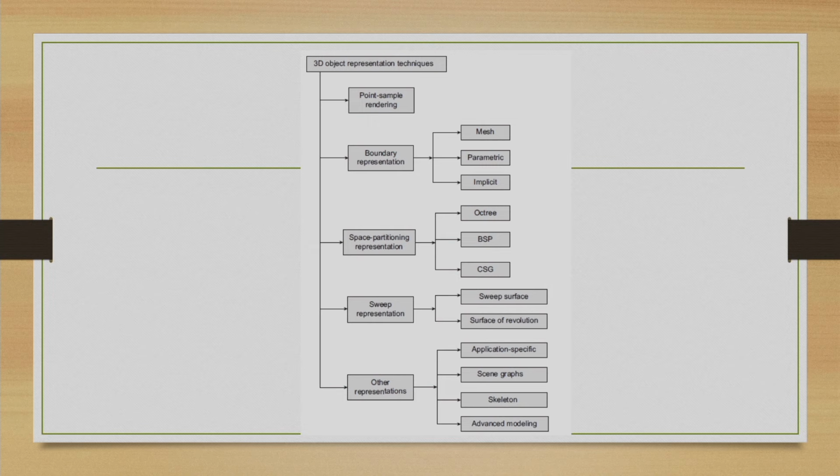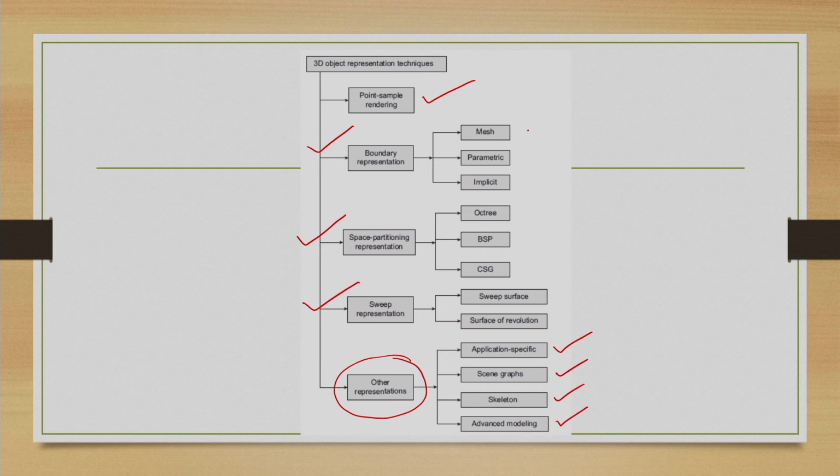As we have already discussed, in the object representation techniques, there are broadly 5 categories. One is point sample rendering, second one is boundary representation, then space partitioning, then sweep representation and finally some other specific representation techniques which are application specific or referred to as advanced techniques, such as scene graphs, skeletal model and other advanced modeling techniques such as fractal representation and particle systems.